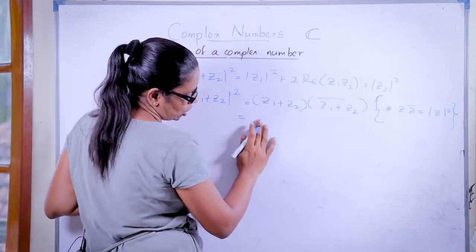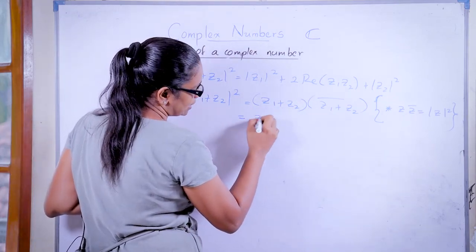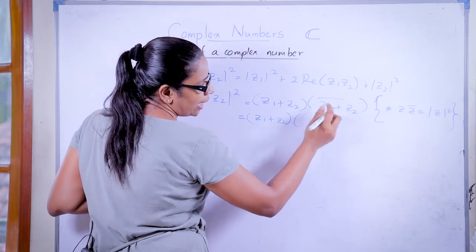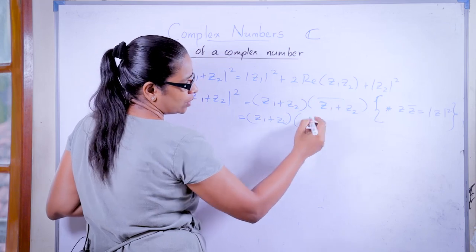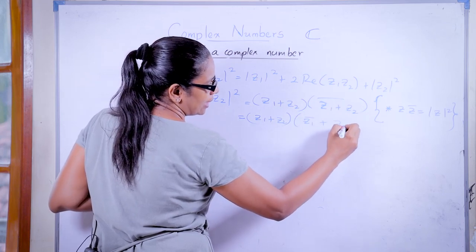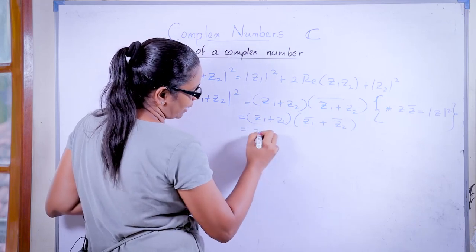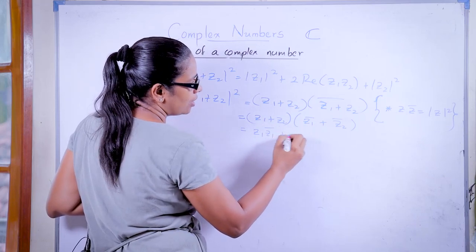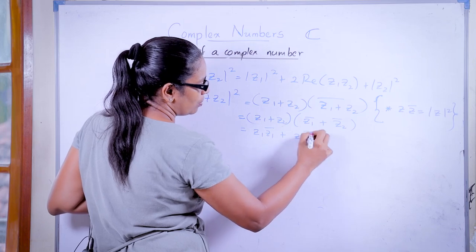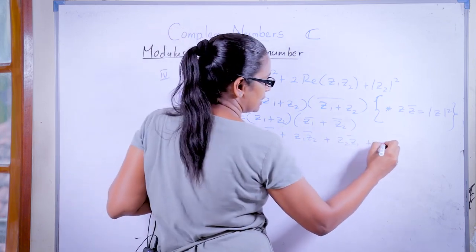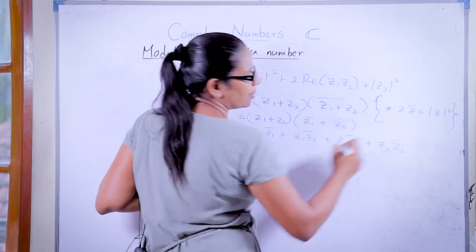Do the multiplication. So I am going to write this one, Z1 plus Z2, into the conjugate of the addition of two complex numbers. You can write like this. Do the multiplication. Remove the bracket. Z1 Z1 bar plus Z1 Z2 bar, Z2 Z1 bar plus Z2 Z2 bar.